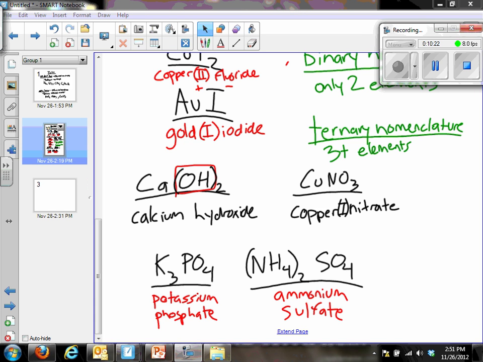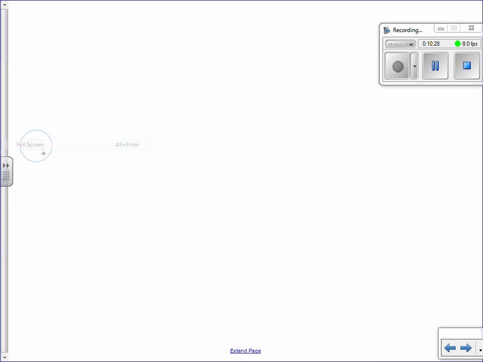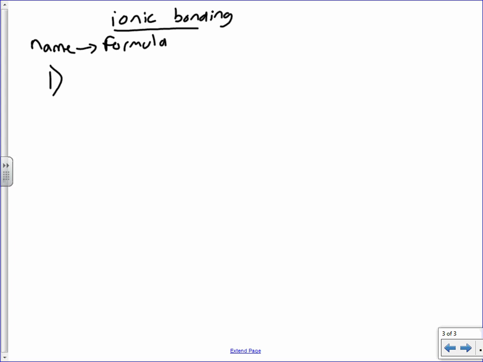All right. So we just talked about how to take a chemical formula and name it. Read the name of the compound. What we're going to do now is the opposite. If I were to give you the name of a chemical, you need to be able to write the formula for it. So, ionic bonding, still working on ionic. Now we're doing name to formula.